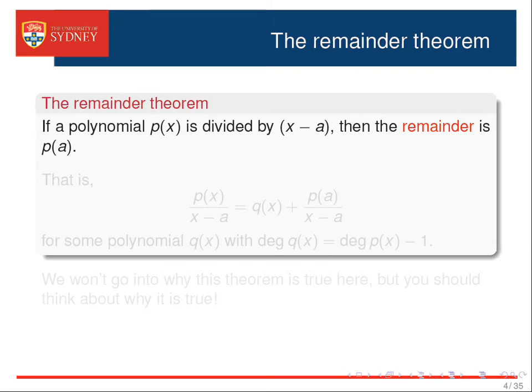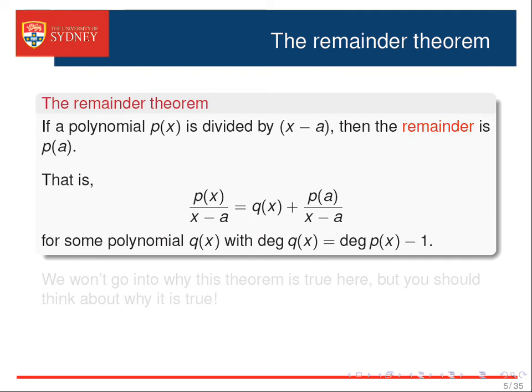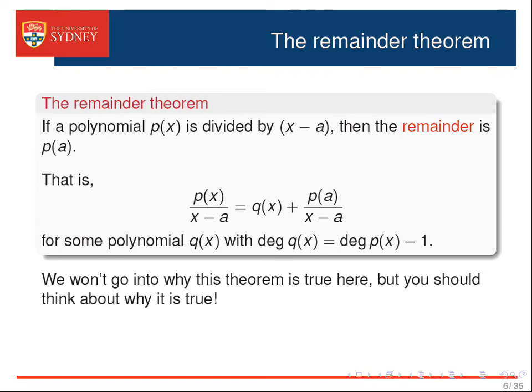When we divide a polynomial p of x by the linear polynomial x minus a, the remainder is just p of a, the original polynomial evaluated at x equals a. So p of x on x minus a is q of x plus p of a on x minus a, for some polynomial q of x with degree 1 less than the degree of p. Unfortunately, the mathematical proof of this theorem is a little beyond the scope of this course.